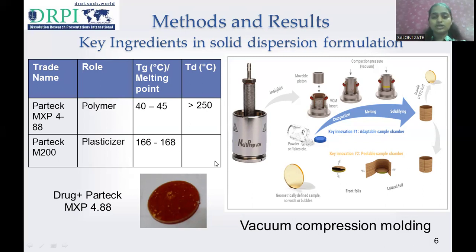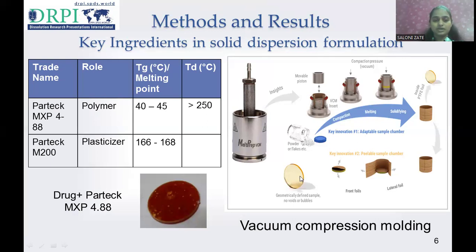To know whether the drug can really form a solid dispersion with the polymer, a method called vacuum compression molding was used. In this method, drug and polymer were taken in 1:9 concentration in this machine called Melt Prep VCM, and they were compressed to a small disk. Due to the immense pressure, the mixture starts to melt and mix together, which in solidifying forms this disk.